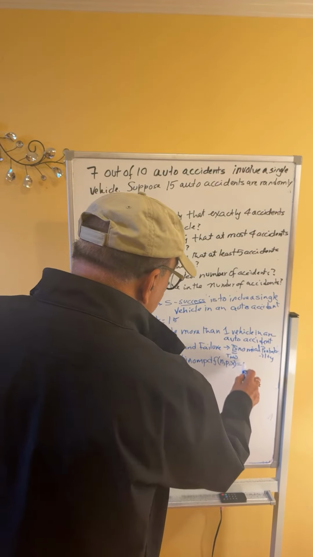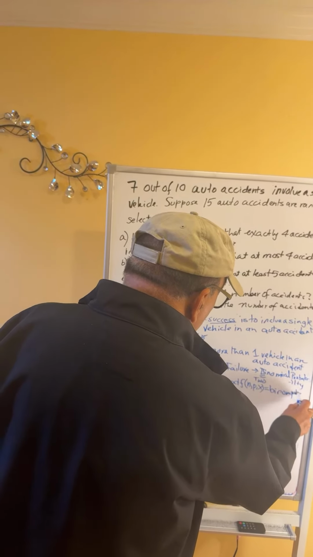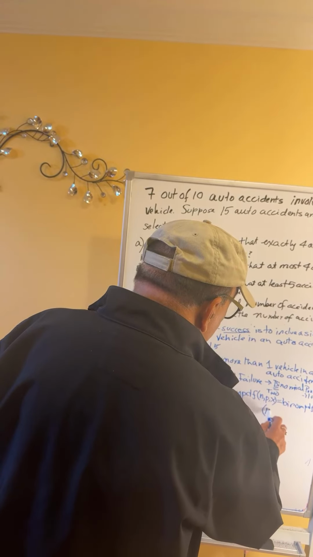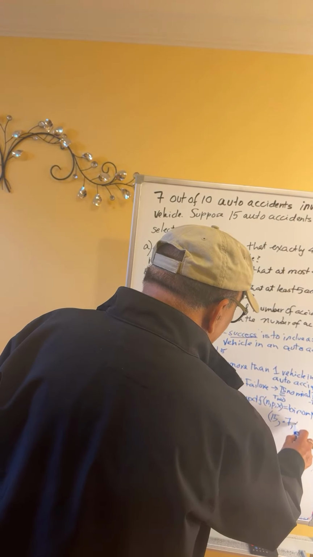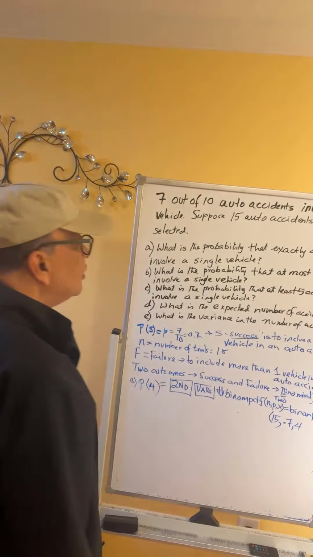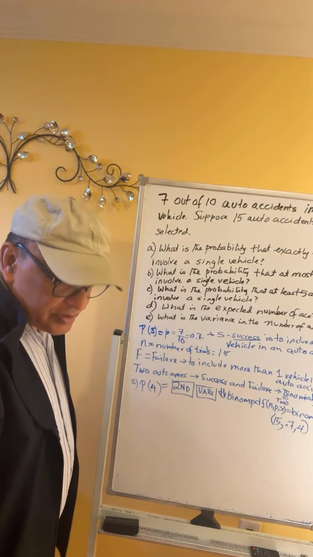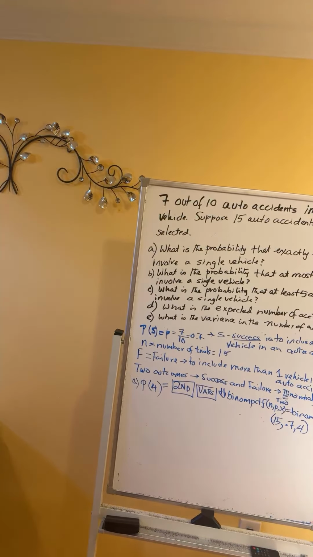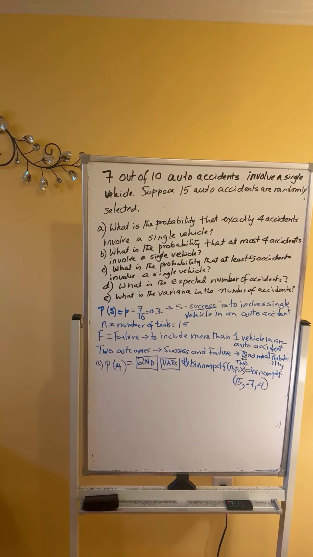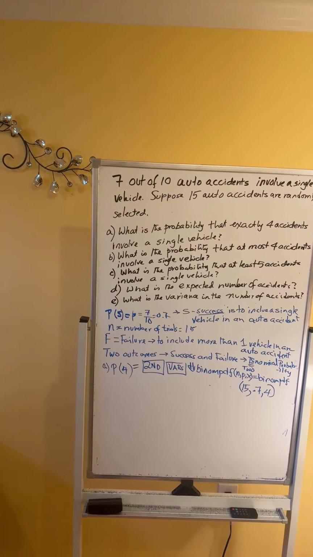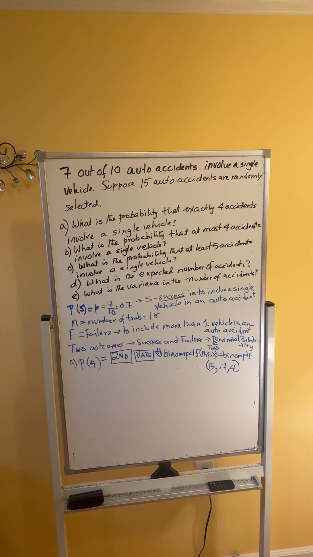In our case, it will be binomial PDF. My N, the total number of trials, is 15, the probability of success is 0.7, and I want to find exactly 4. Okay, what is the probability of exactly 4 accidents? That is important.